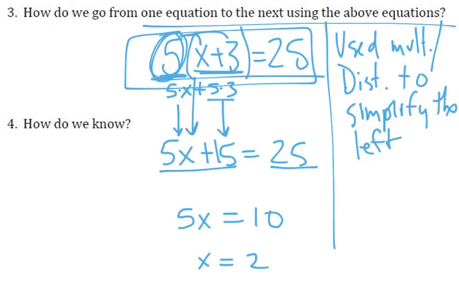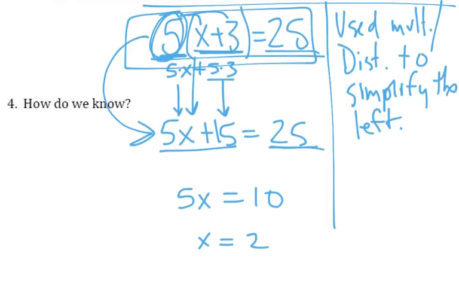Okay, but because we didn't change the left side, we don't have to change the right side. That's why 25 is 25. So we go to a more simplified equivalent equation. Okay, something that's more simple.